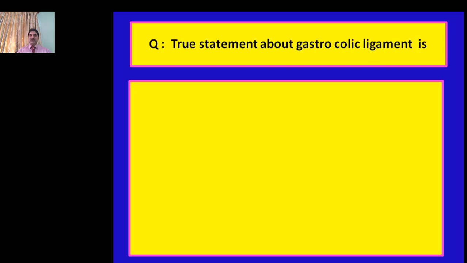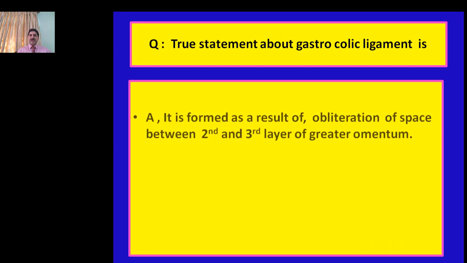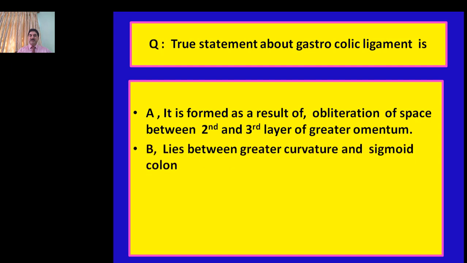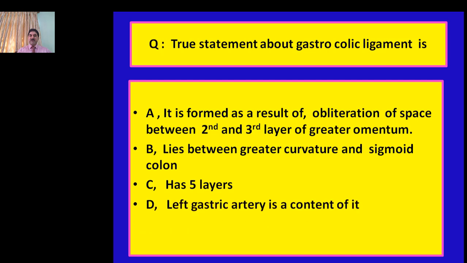Next question is, true statement about gastrocolic ligament is: A, it is formed as a result of obliteration of space between second and third layer of greater omentum. B, lies between greater curvature and sigmoid colon. C, has 5 layers. D, left gastric artery is a content of it. The correct option is A. It is formed as a result of obliteration of space between second and third layer of greater omentum.